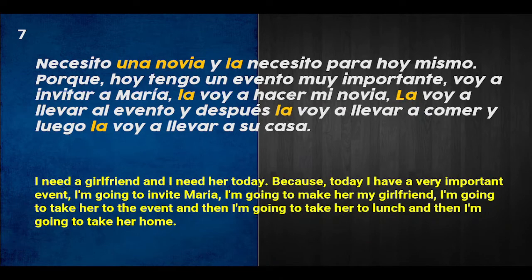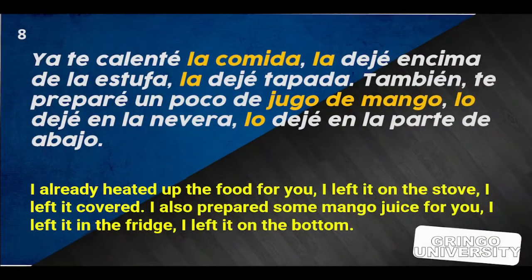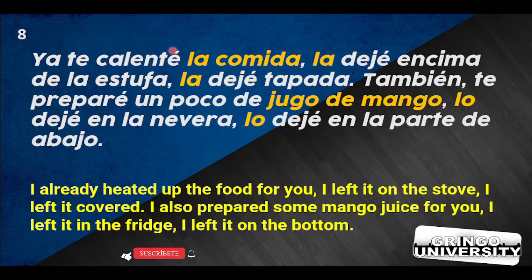Okay, let's continue with the eighth phrase. Ya te calenté la comida. This is the indirect pronoun. If you want me to explain this, I will create a video showing you how and when to use it. So don't focus so much on this. We will see this later, okay? We're now breaking down the direct pronoun. So let's skip this. I warmed up the food for you.